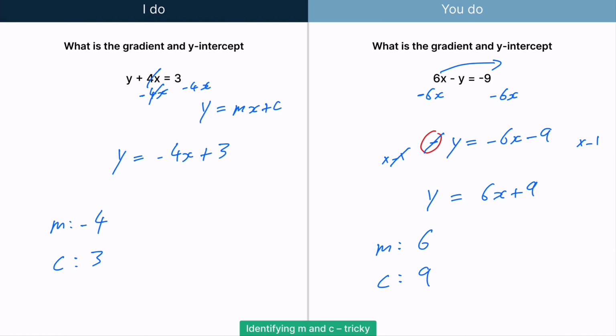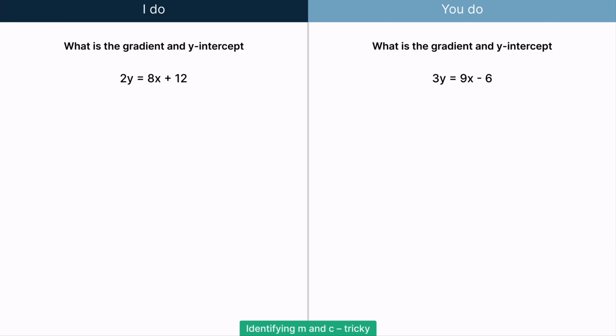Now this one was a bit trickier because we did have negative numbers there. We ended up with a negative sign. So looking at this one here, now you might be tempted to say, well, actually the gradient is 8. And that's not quite right, okay? The reason for that is because the equation of the line is y is equal to mx plus c, okay? And at the minute, we have that 2 there. So to get rid of that 2, we can divide each side by 2. That would cancel that 2 out. We get y is equal to 8 divided by 2 and 12 divided by 2. So now, gradient is 4 and the y-intercept is 6, okay?